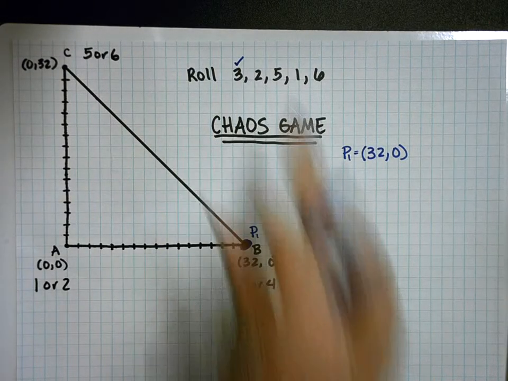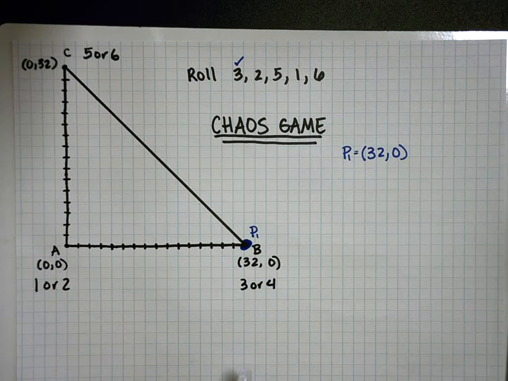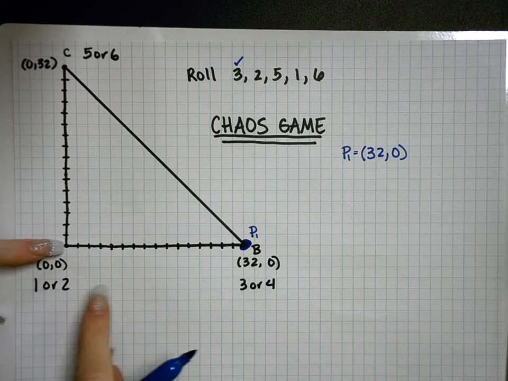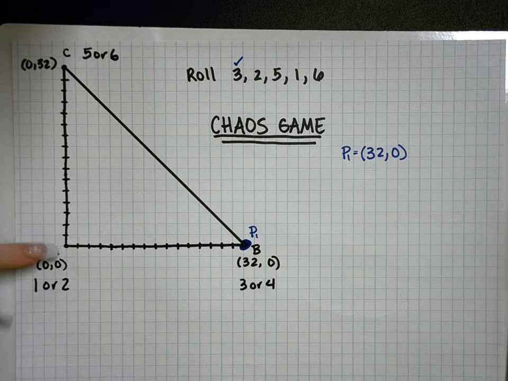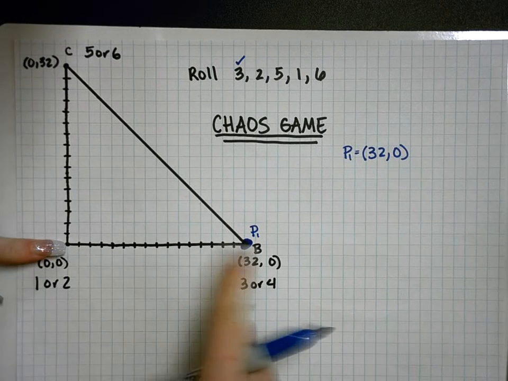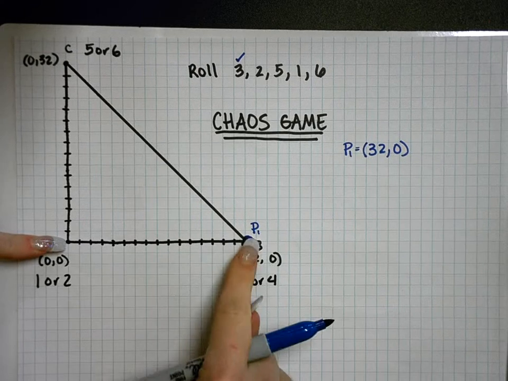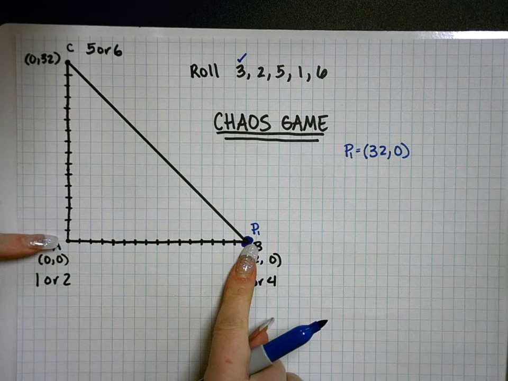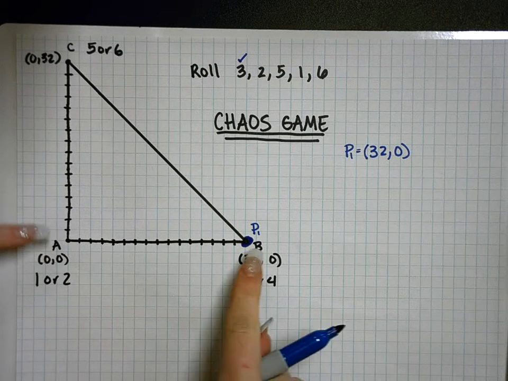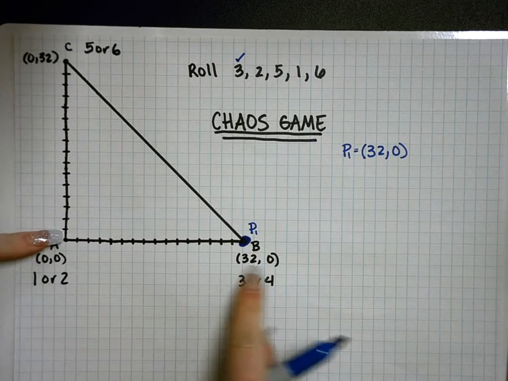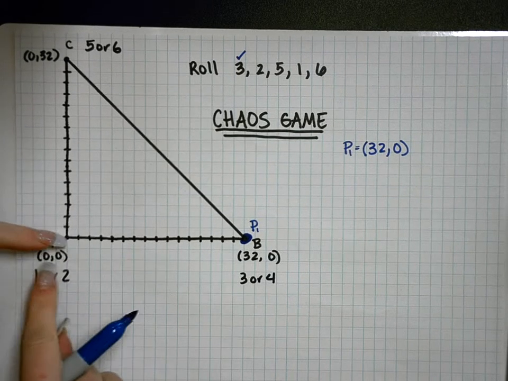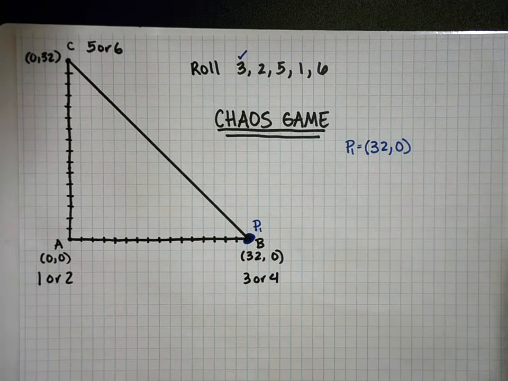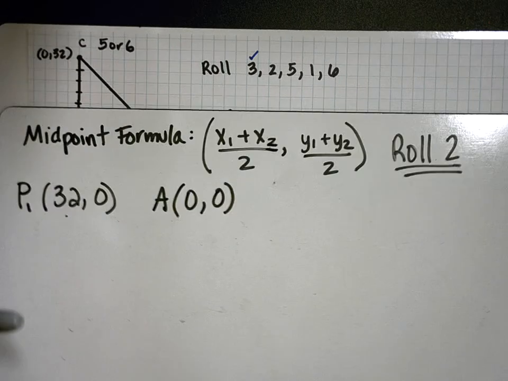Okay, let's talk about if we roll a 2. Well, what the chaos game states is that a 2 corresponds with rolling a 1 or 2, vertex A. So whichever vertex it corresponds with and the last point, you mark the halfway distance. When we're talking about the halfway distance between 2 points, what we're really referring to is the midpoint. What we need to do is find the midpoint between point 1, which is (32, 0), and A, which is (0, 0). So this is for roll 2.